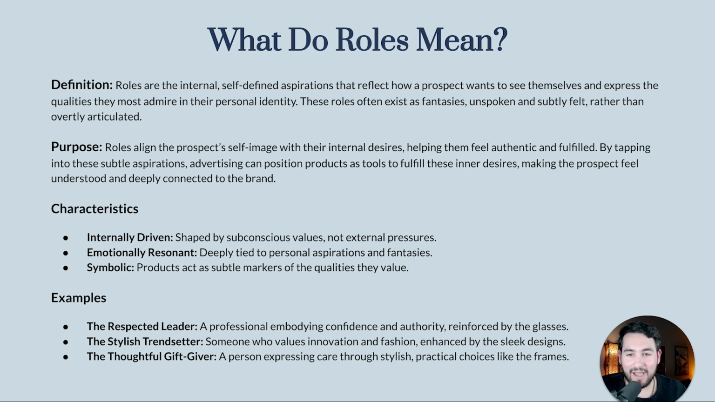I think TravisMathew is just such a good example here because the entire brand is aspirational role and identity fulfillment. By buying the product, you are going to be seen as potentially a better golfer by other people, which is very much an aspirational identity and a role that you're helping fulfill with the product. Some examples we could throw out are the respected leader, the stylish trendsetter, and the thoughtful gift giver. These are all roles that you may fulfill by purchasing a product.